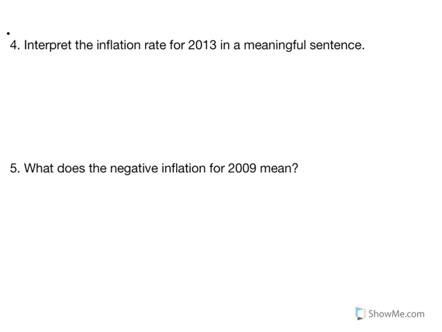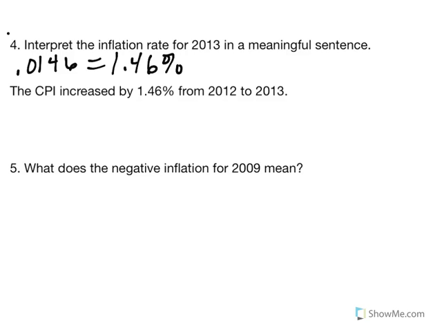Moving on to number 4. Let's interpret the inflation rate for 2013. So the inflation rate for 2013 is 0.0146. And I'm going to go ahead and change that to a percent because I think it makes the most sense to talk about it in terms of that. And I'm going to go ahead and type up: the Consumer Price Index increased by 1.46% from 2012 to 2013.